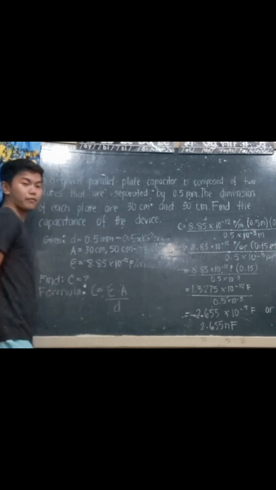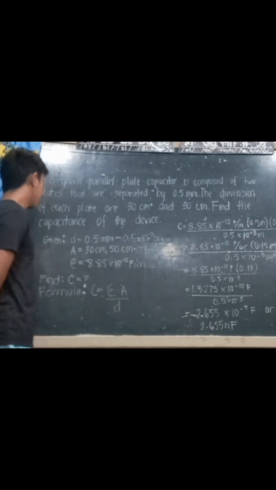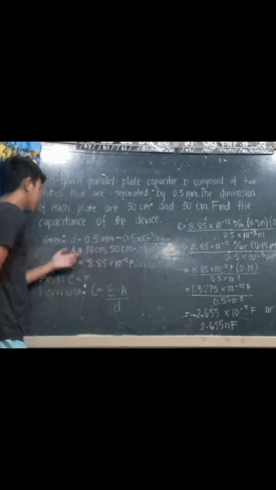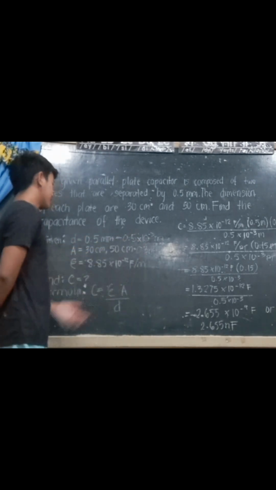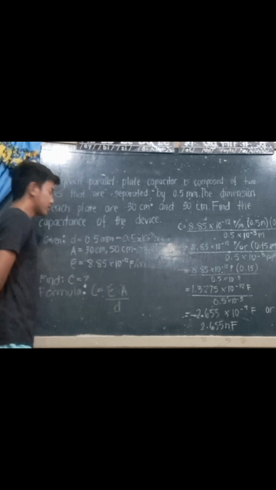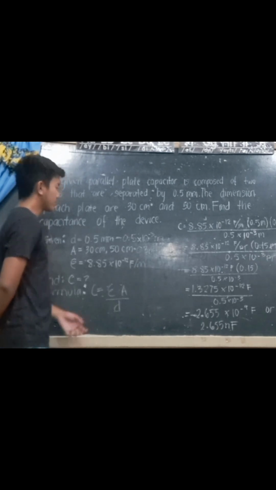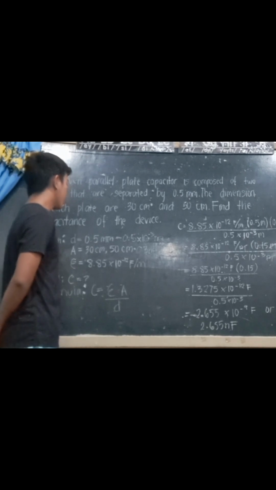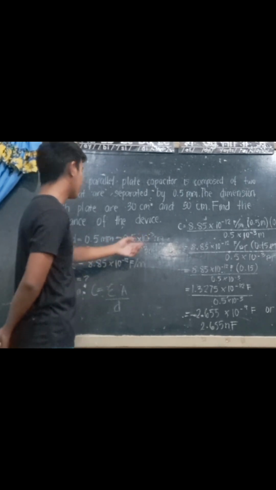Before we proceed in finding the capacitance, we first need to convert the values of the distance and the area into meters. So 0.5 millimeters needs to be converted into meters. For every 1 meter, there are 1,000 millimeters. So 0.5 millimeters divided by 1,000, the answer is 0.0005 meters, or it can be said as 0.5 times 10 to the power of negative 3 meters.